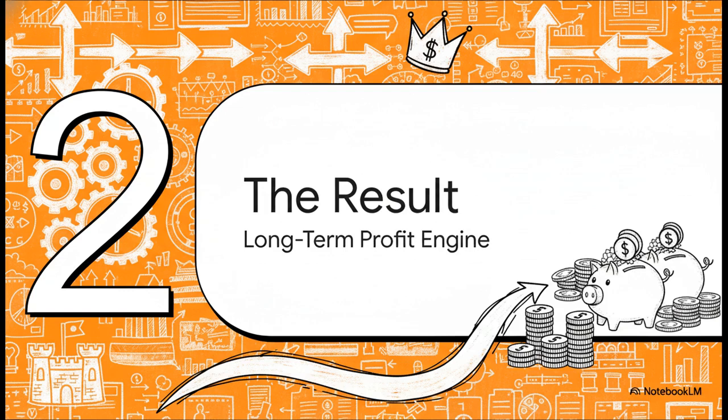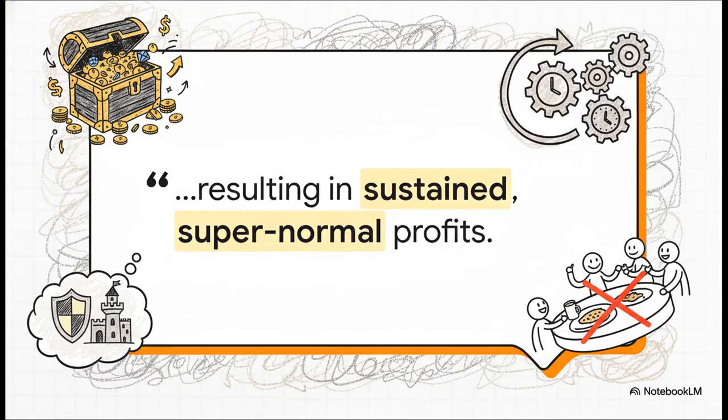It's not just about making a profit for a quarter. It's about building a sustainable, long-term profit engine. This quote really gets to the heart of it. Supernormal profits, that's just a fancy way of saying the kind of insane returns that go way beyond just covering your costs. Think about the massive profit margins of some of the early tech giants. But the real keyword here is sustained.